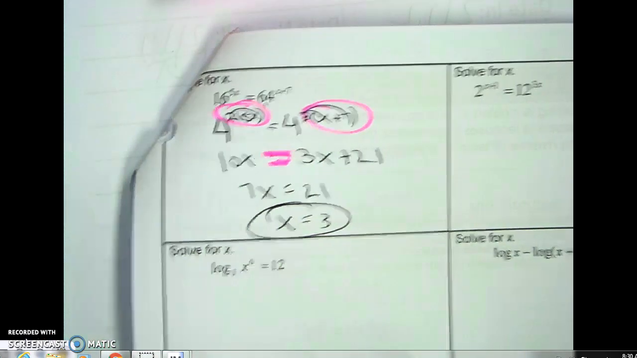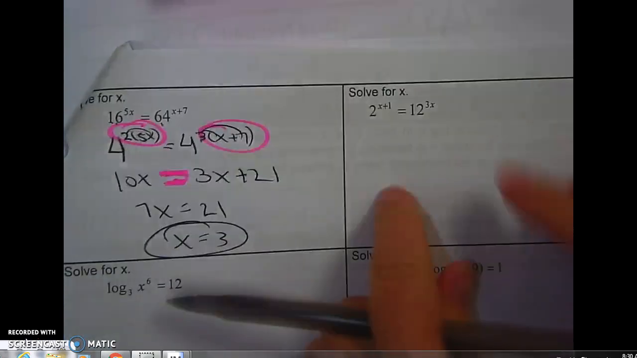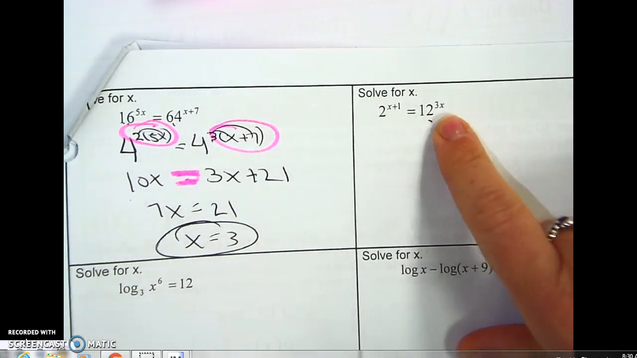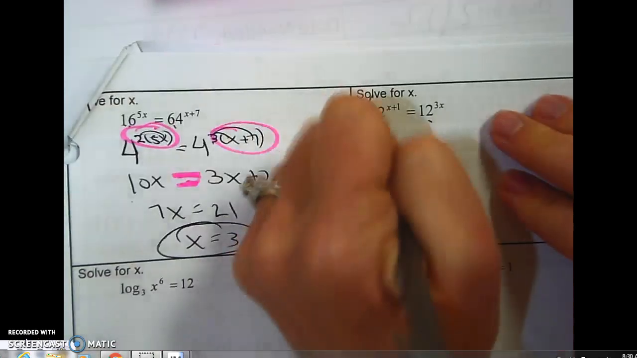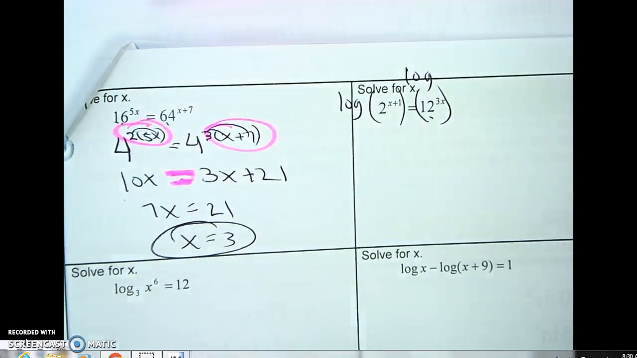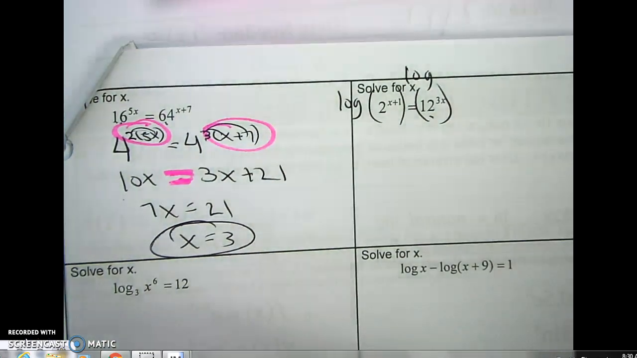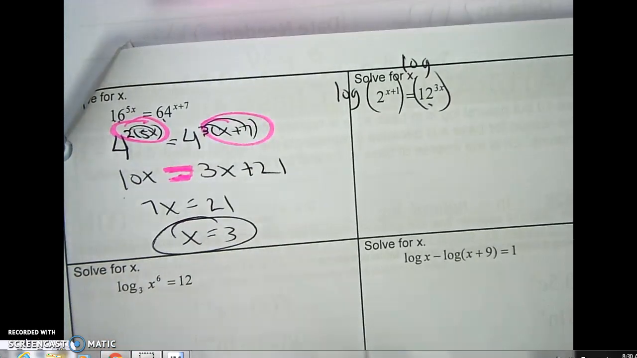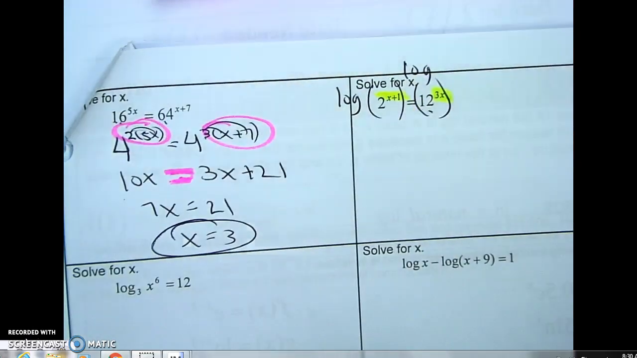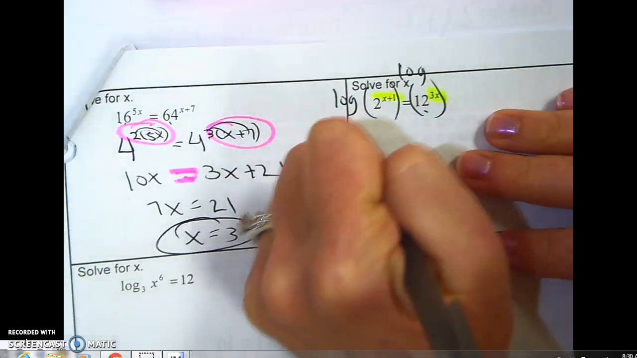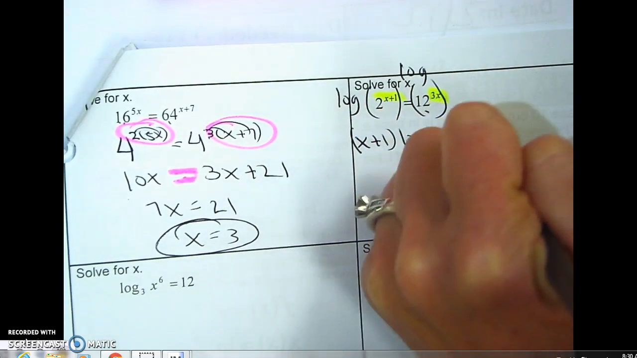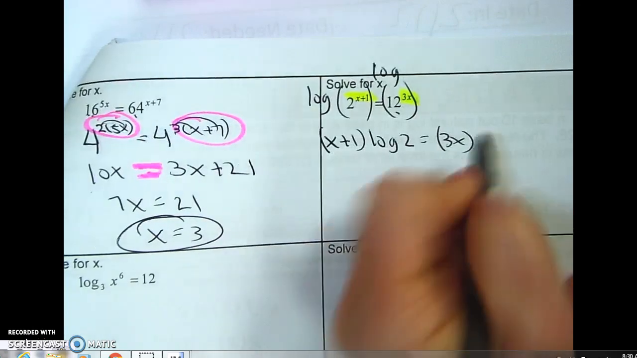Okay? Let's look at this one. I want to play the same game, but the problem is I can't change a 12 to a 2. So what do I have to do? I have to log both sides. Now, when I log both sides, this is a pretty complex one, so we're going to have to go slowly on this, because not only is there a little on this side, but there's a little on this side. So I'm going to have to rewrite it as x plus 1 parentheses log 2 equals 3x parentheses log 12.